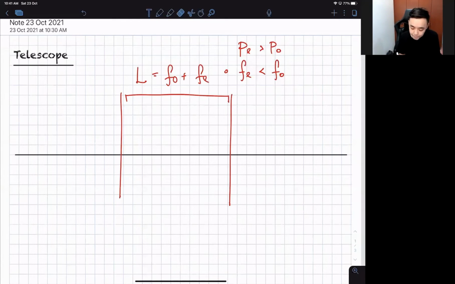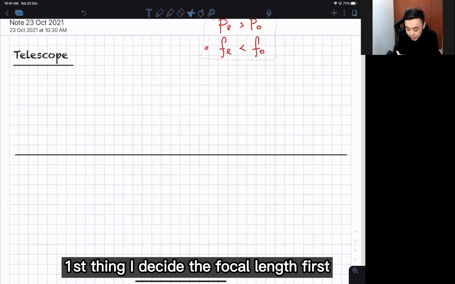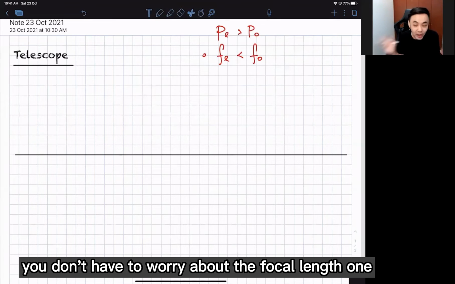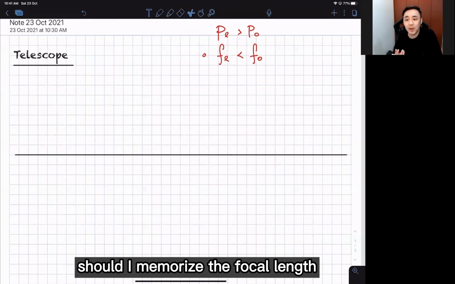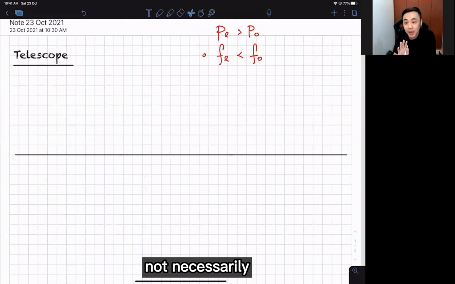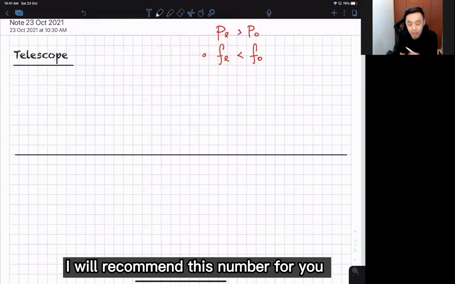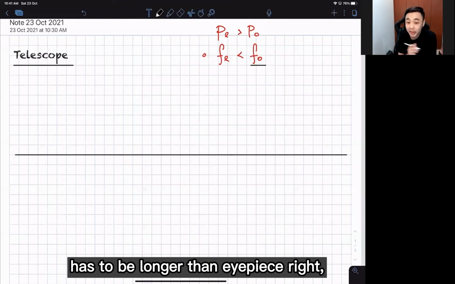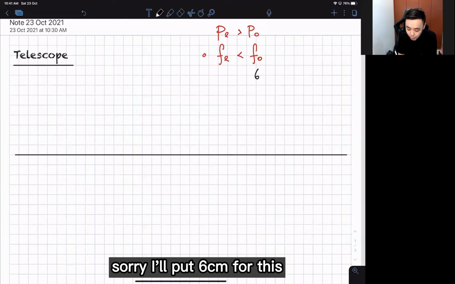Simple. Let's say for this case, first I decide the focal lengths. As I already said, you don't have to worry about the focal length. You might ask, should I memorize the focal length? Must I use it every time? Not necessarily. It depends. Normally I will just recommend these numbers. Since my focal length of the objective has to be longer than the eyepiece, I'll put 6 cm for this, and then I'll put 2 cm for this.